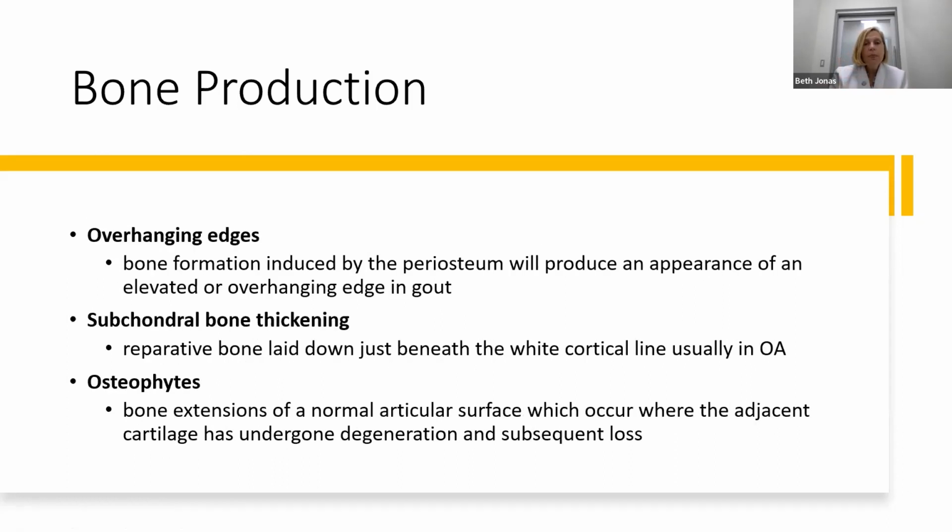Overhanging edges are bony productions, and we just looked at that in gout. There may be subchondral bone thickening, which is reparative bone, which is laid down just beneath the cortical line. And we usually see this in osteoarthritis. We had a couple of films about that a minute or two ago. And then osteophytes are these little bony extensions that come off the normal articular surface and are usually related to osteoarthritis.